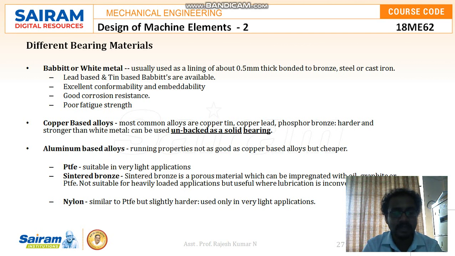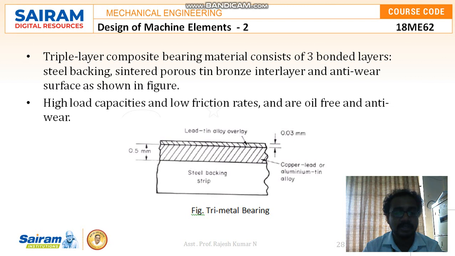And we have PTFE, that is suitable in very light applications, and we have sintered bronze, which is a porous material which can be impregnated with oil, graphite or PTFE, not suitable for heavily loaded applications, but useful where lubrication is inconvenient. And the next one is nylon, which is similar to PTFE but slightly harder, used only in very light applications. A triple layer composite bearing material consists of 3 bonded layers, with steel backing, sintered porous tin bronze interlayer and an anti-wear surface, which is shown in the sketch, with high load capacities and low friction rates, and is oil free and anti-wear.